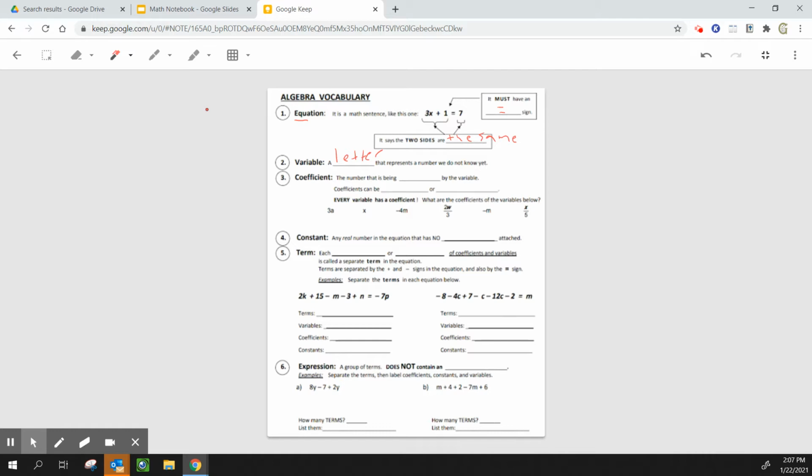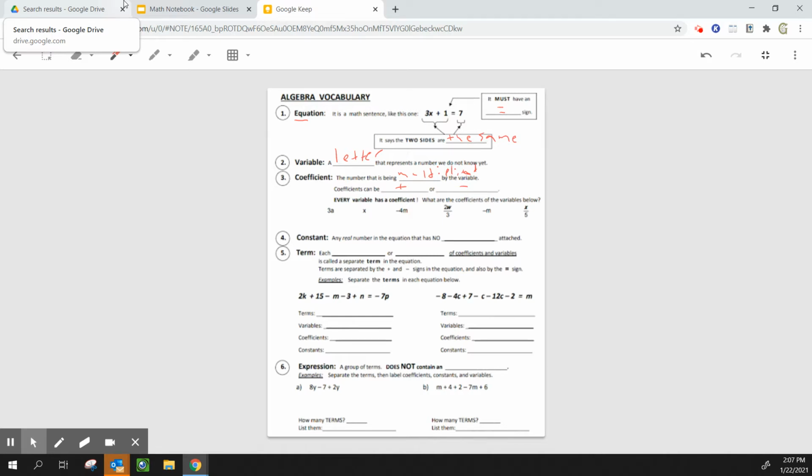Next word, coefficient. It is a number that is being multiplied by the variable. And coefficients can be positive or negative. Every variable, like it says there, has a coefficient. Sometimes we can see it and sometimes we can't, but I'm always looking for what's being multiplied by them. So, coefficients of the variables below.